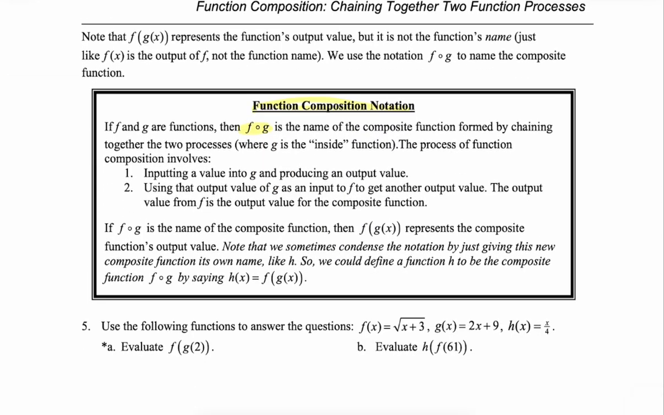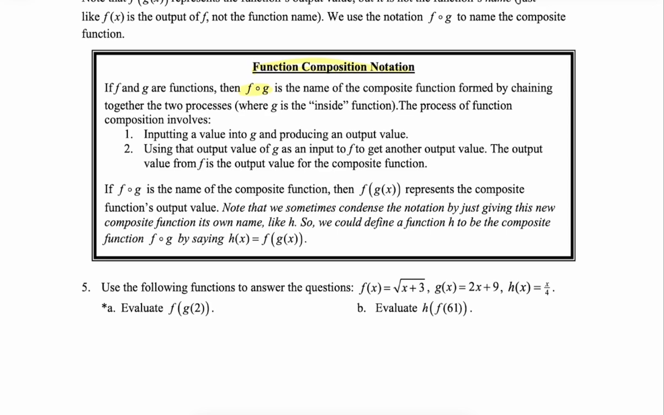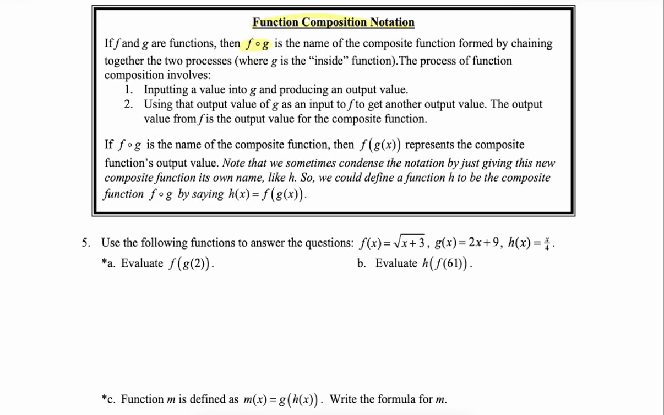So now let's actually practice using function composition with just normal functions. Let's practice, not with a table, but with a normal good old function. So please note that we could write this as f of g of 2. That is an alternate way to write that. This could be written as h of f of 61. No matter what, it means exactly the same thing.